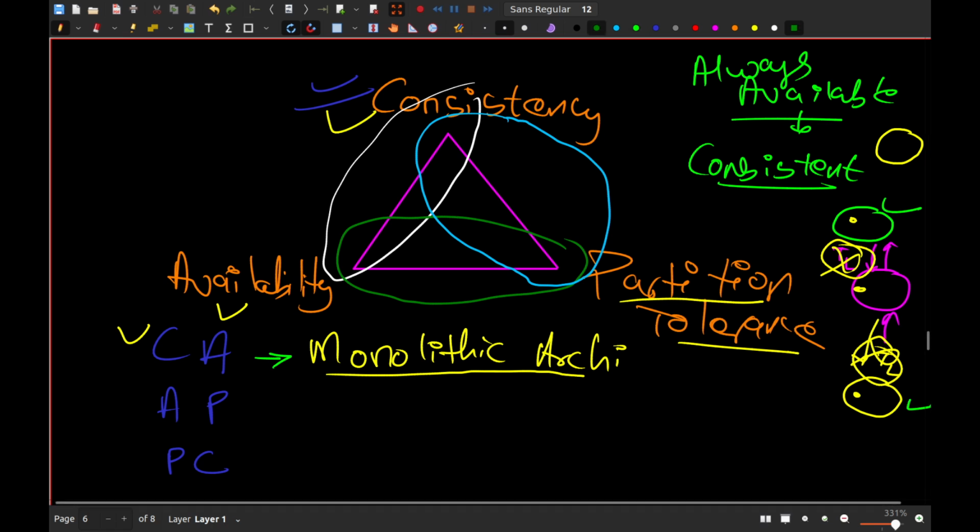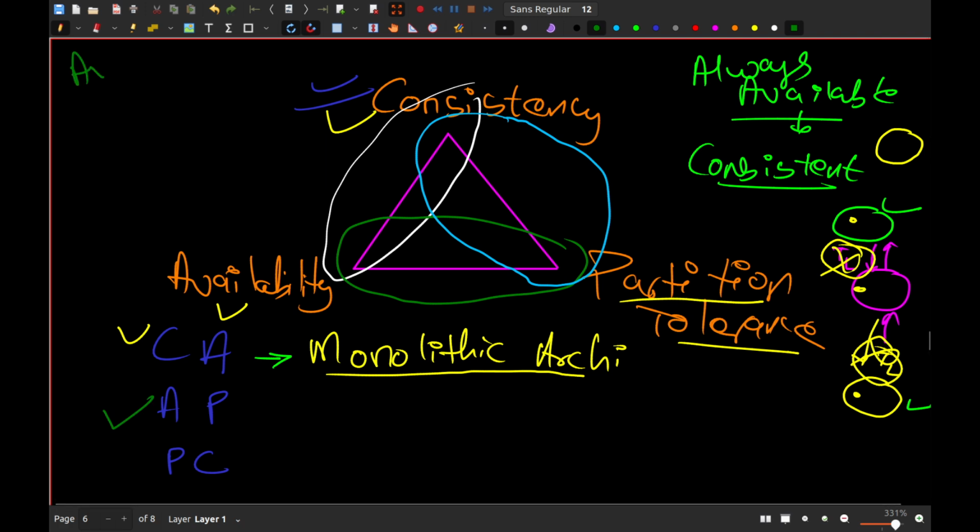Another one is availability and partition tolerance. For example, you want to keep your system available all the time, as well as have some partition tolerance.